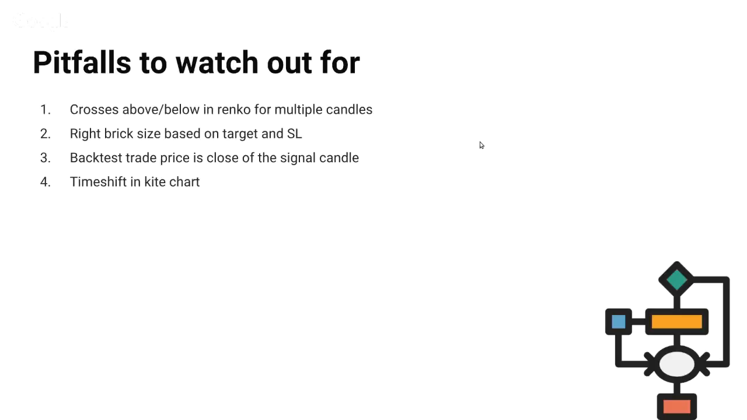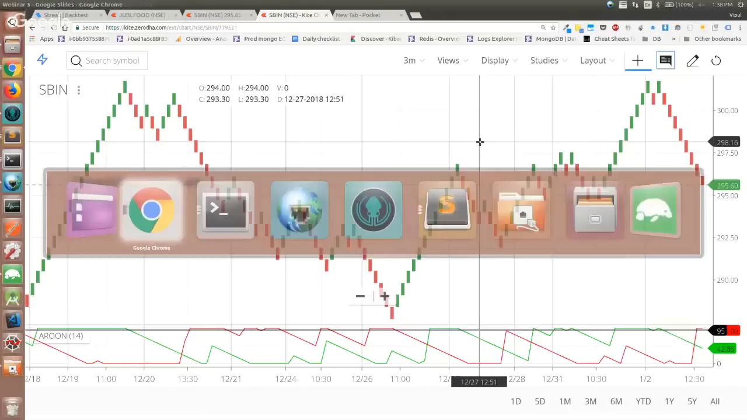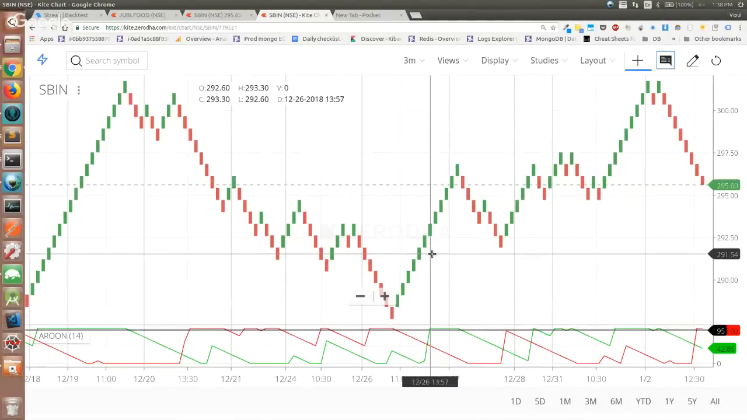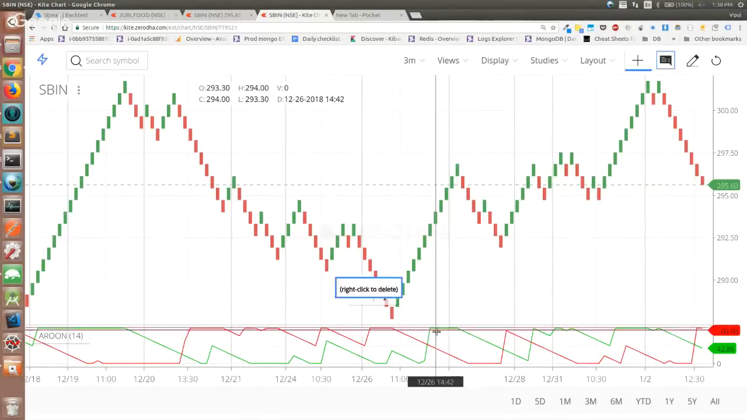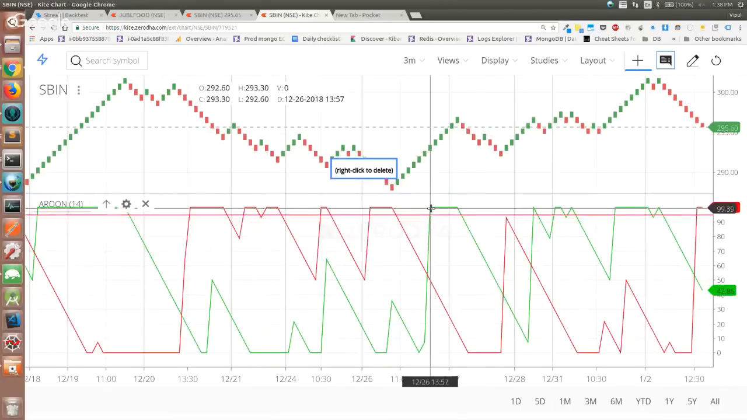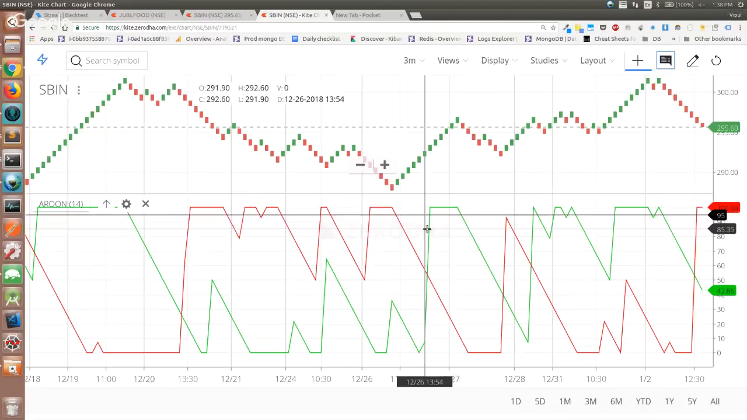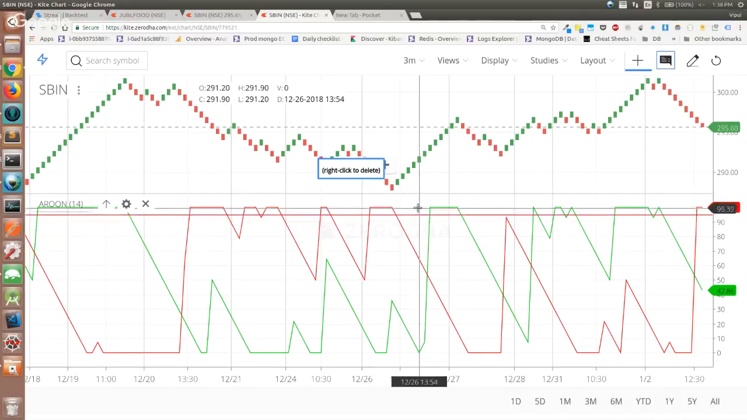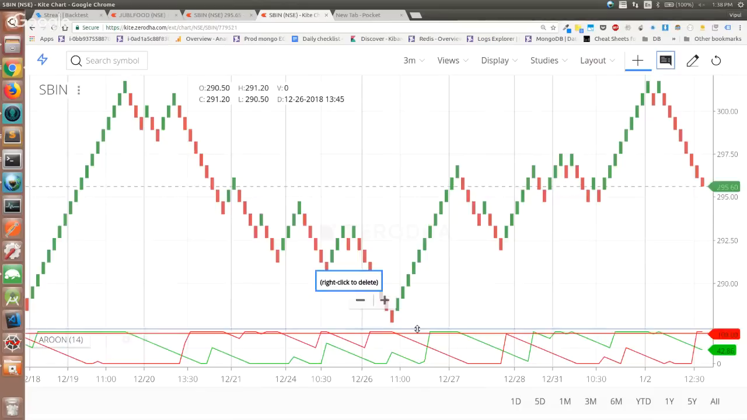Now, pitfalls to watch out for, right? When using crosses above and crosses below in Renko, which I tried to avoid when I was explaining, you have to be very careful when creating a strategy with crosses above. What that means is, crosses above means in the current candle the condition is true, and in the previous candle the condition is false, right? Now let's say there is a sudden movement of price, and then there are 5 or 6 Renkos formed for the same time frame.